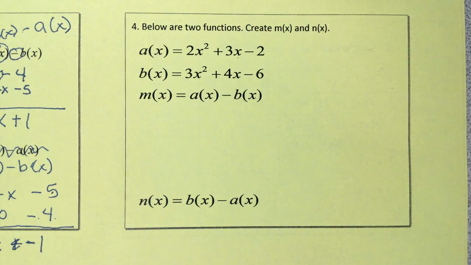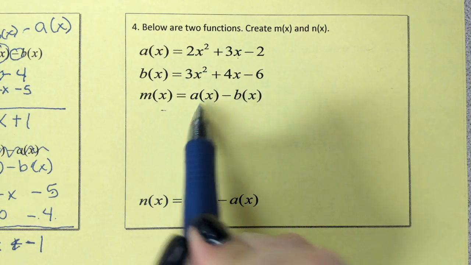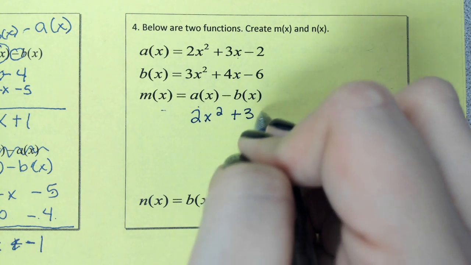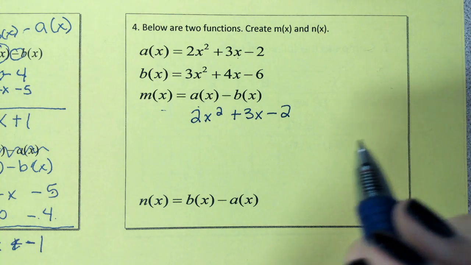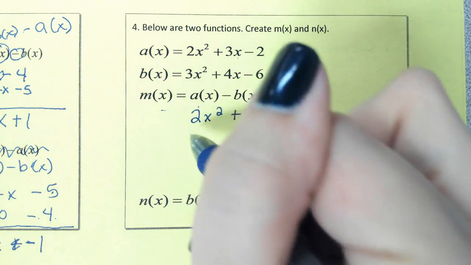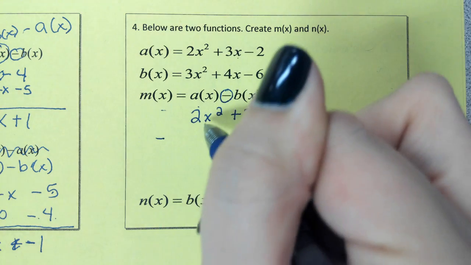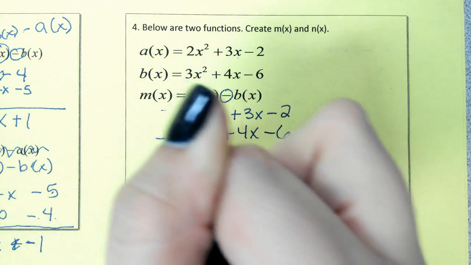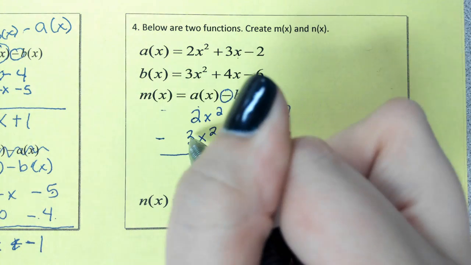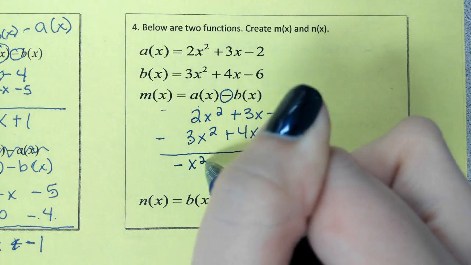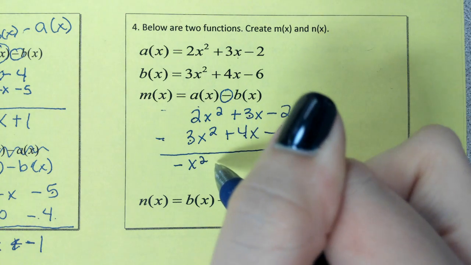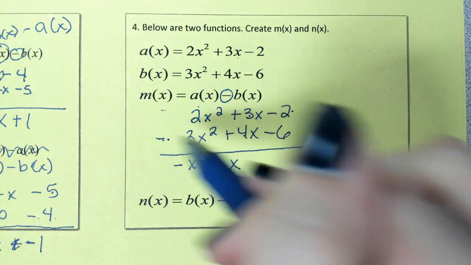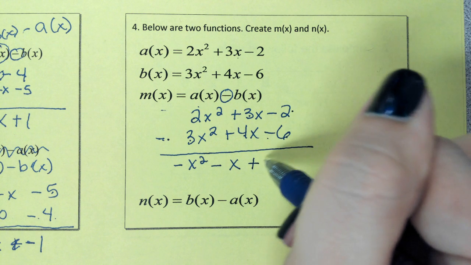Again, m of x, we're going to put a of x on top. I'm going to make sure I do it this time. So 2x squared plus 3x minus 2 on top, and then minus 3x squared plus 4x minus 6. Draw my line. So 2 minus 3 is a negative x squared. 3 minus 4 is a negative x. And then -2 minus -6 is plus 4.